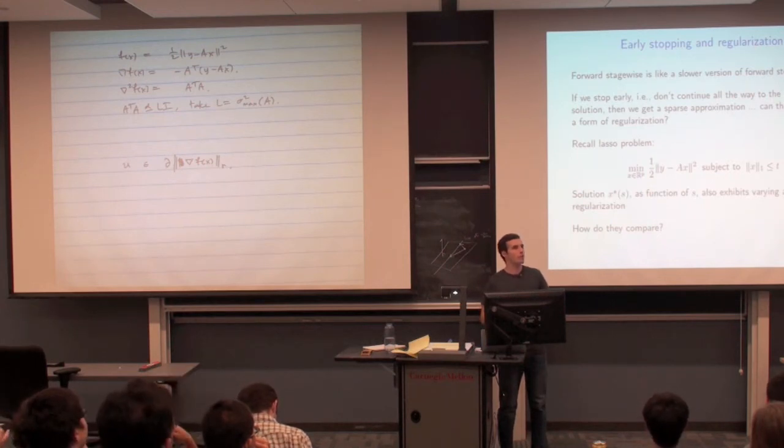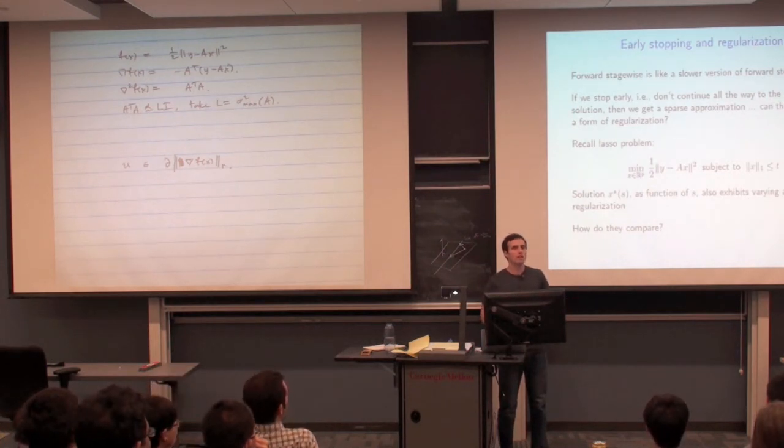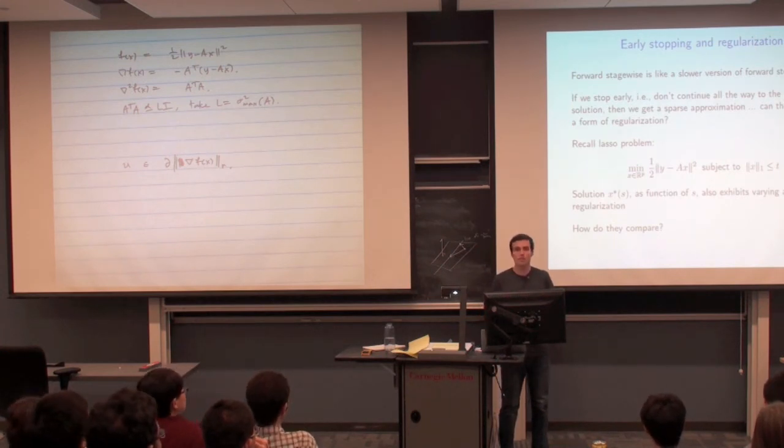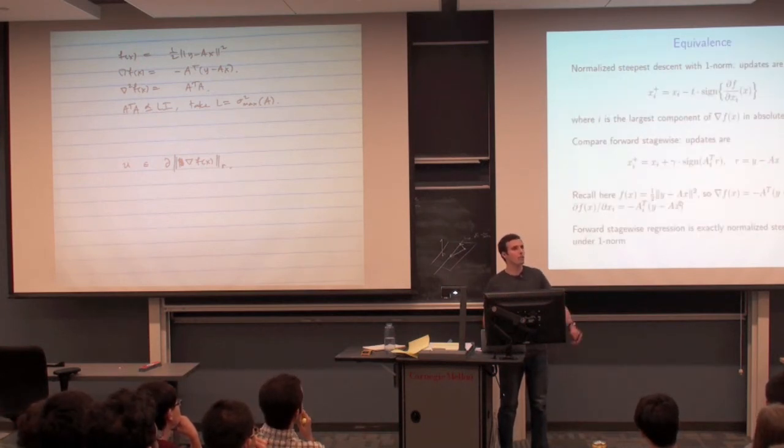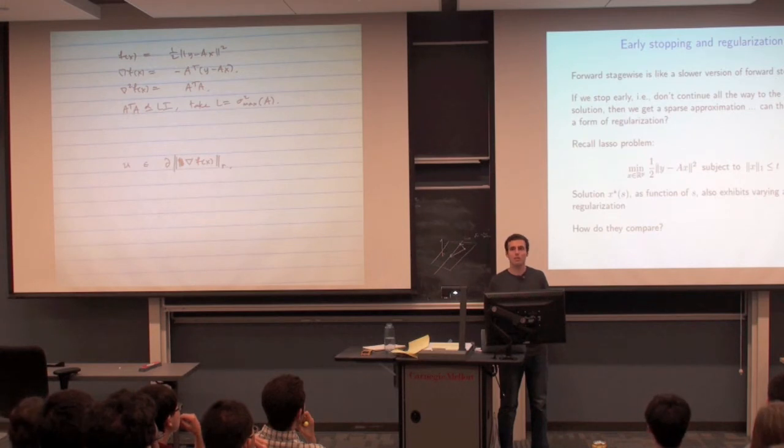We could run forward stagewise all the way until we got to the least squares solution. That would be the point of using steepest descent. If we want to minimize this least squares function, f, as a function of x, we could just continue this until we get there. But is there any benefit in stopping early? That seems like kind of a bizarre thing to do from the point of view of gradient descent, because the point is to get to the minimum, so why would we stop early? It's kind of like we're under-optimizing or something.